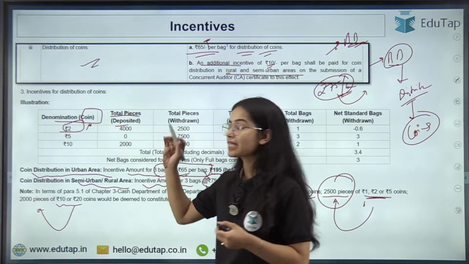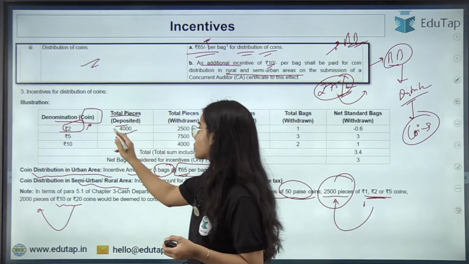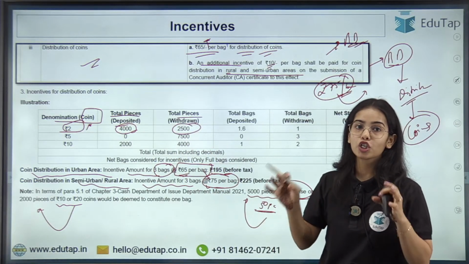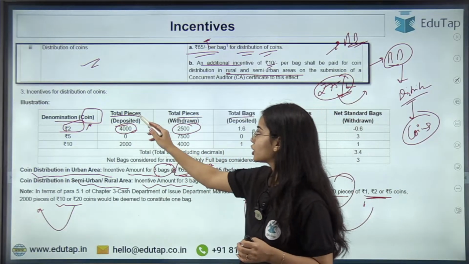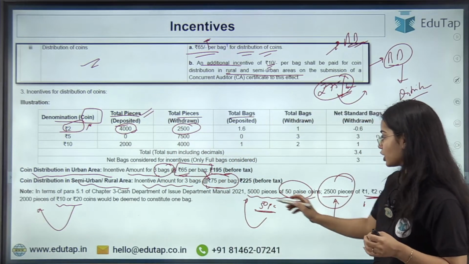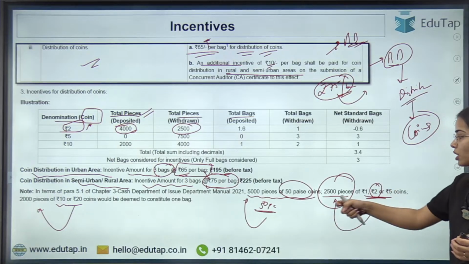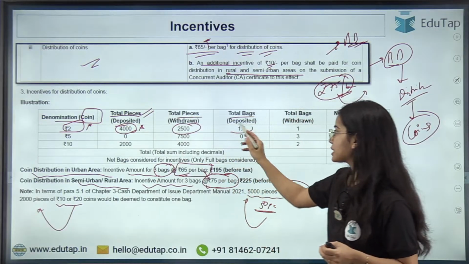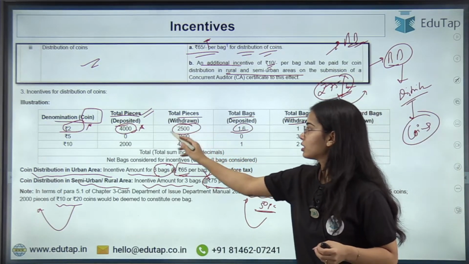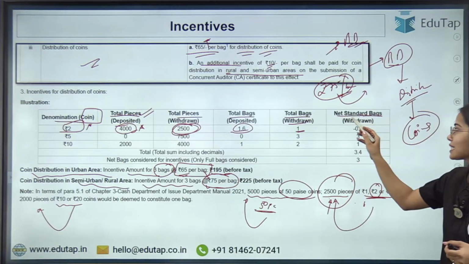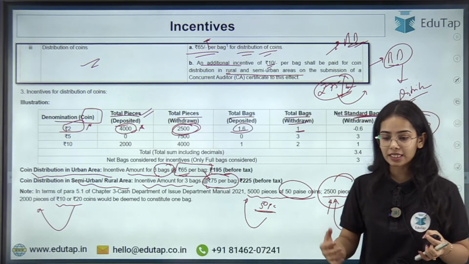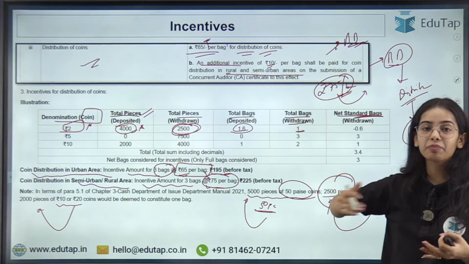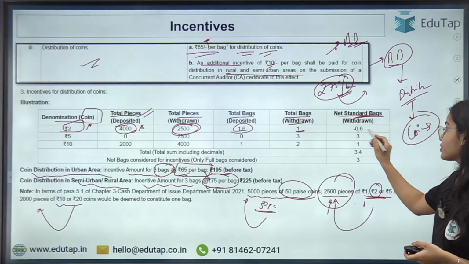So total pieces that are deposited by the customers is 4,000, while total pieces that are withdrawn by the customers is 2,500. So the total bags deposited, if we are talking about 2 rupees, a bag is of 2,500 pieces. So total bags that are deposited is 1.6. Total bags that are withdrawn is 1. So in total, the net standard bags that are given by the bank branches to the customers is negative 0.6.